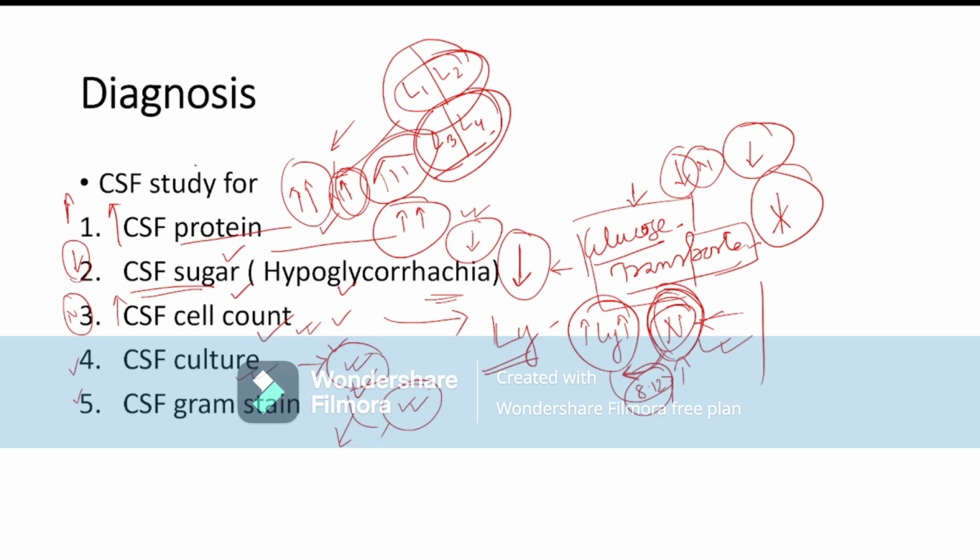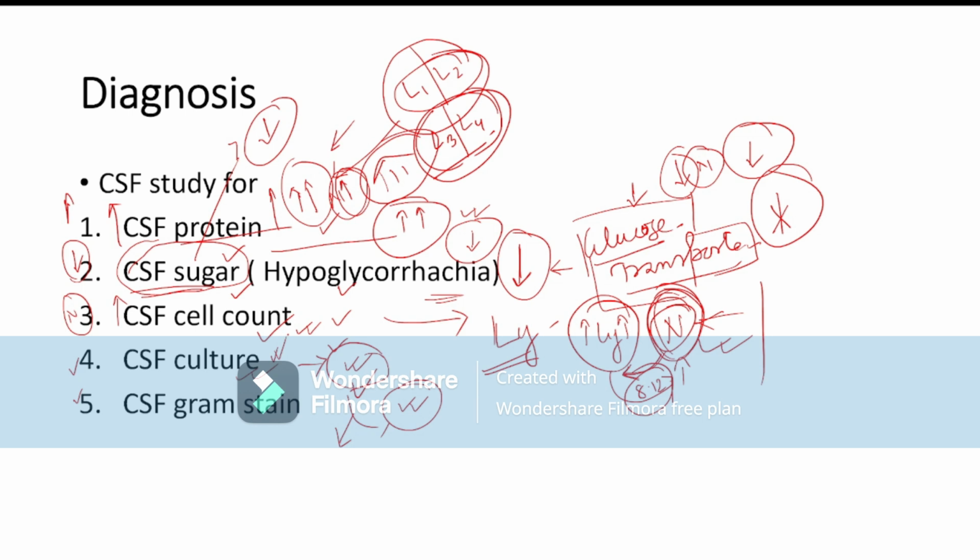In case of traumatic tap, the CSF sugar will not be affected by the traumatic tap. So the CSF sugar will always decrease if the child is suffering from meningitis. If the child is not suffering from meningitis but had a traumatic tap, the protein is high, but the CSF sugar is not that low, that means the child is not suffering from meningitis. And also the culture has to be positive in case of meningitis, and so gram staining also positive. That's how we diagnose if the child has had a traumatic CSF tap.